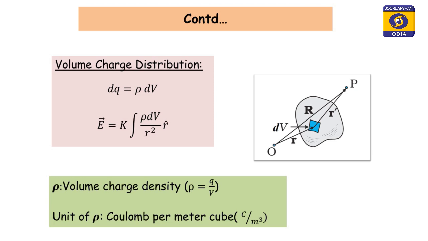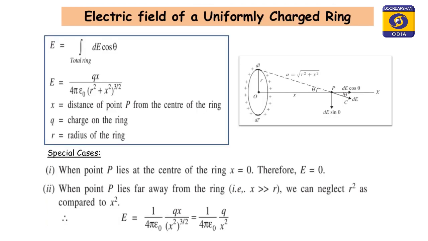So, the Greek letters lambda, sigma and rho, we are using these in all charge distributions. Next, we will see the electric field of a uniformly charged ring. When the line charge is bent, it can be formed into a ring.